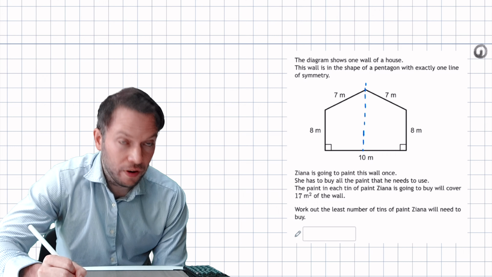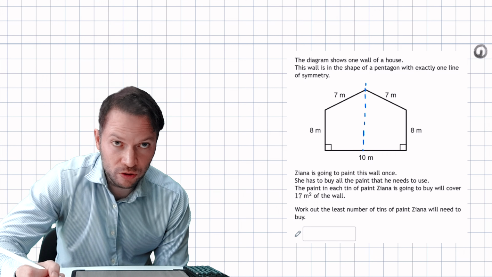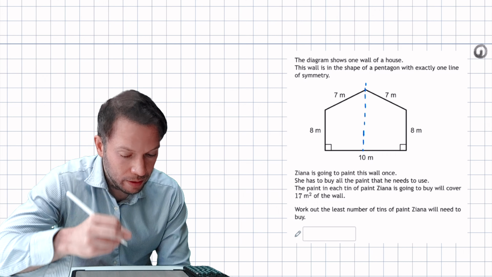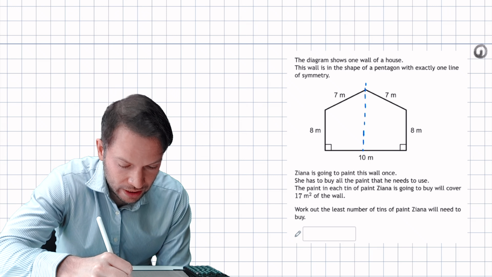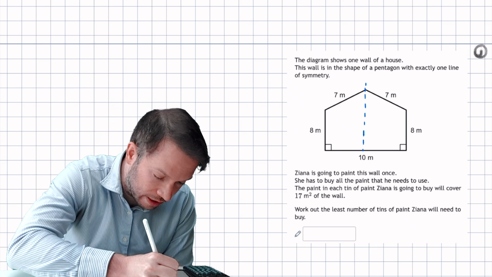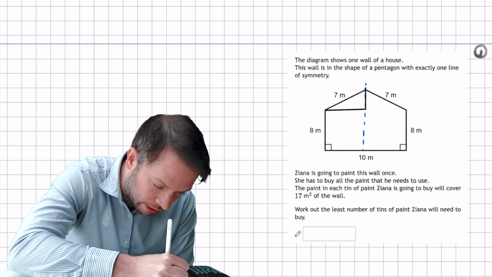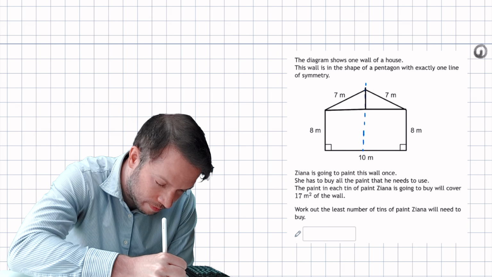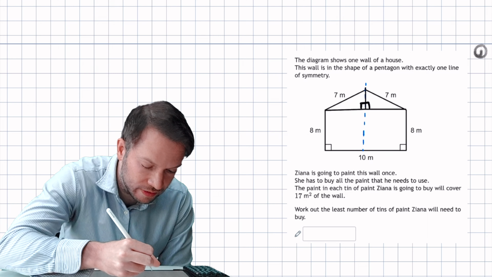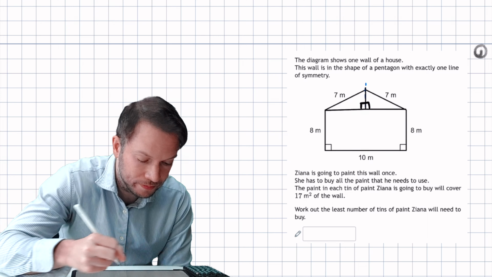Now, we need to find the area of this shape in order to work out how much paint we need. And because it's quite a complicated shape, we're going to need to break it up into different shapes. So let's say we were to break it up into two right angle triangles like this, and this rectangle at the bottom.